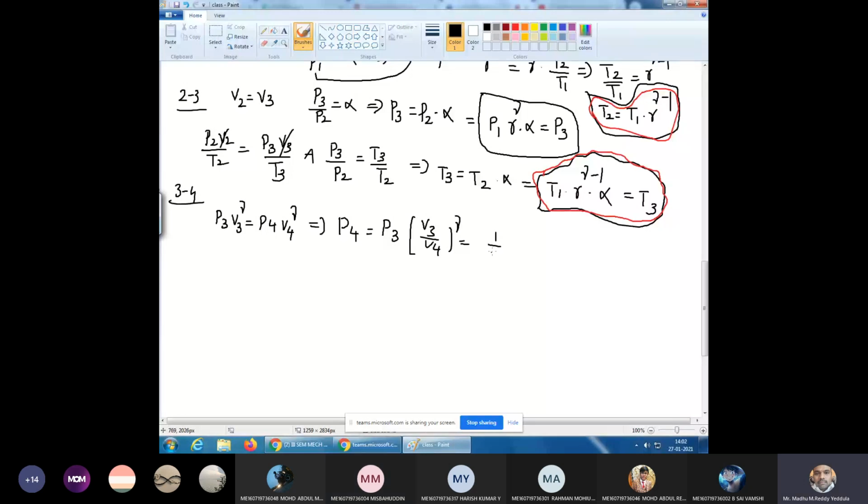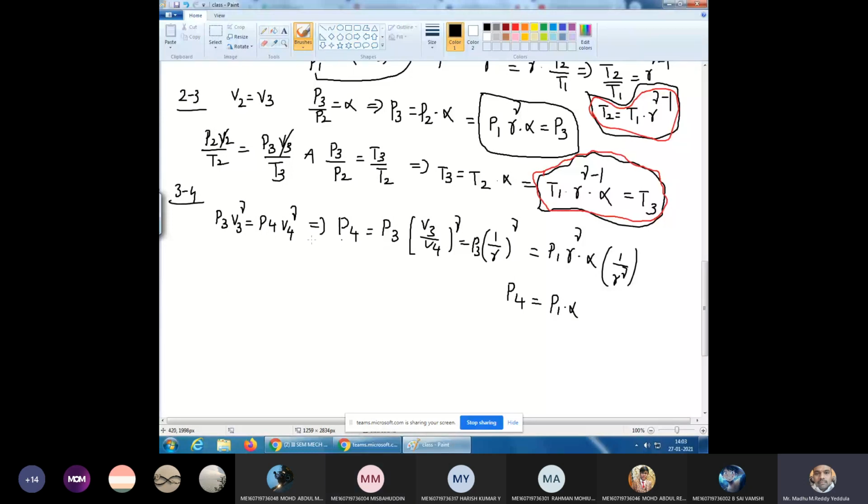So P4 is equal to P3 into 1 by r power gamma. Again, what is P3? P3 is equal to P1 into r power gamma into alpha, into 1 by r power gamma. The r power gamma cancels. Therefore, P4 is equal to P1 into alpha.